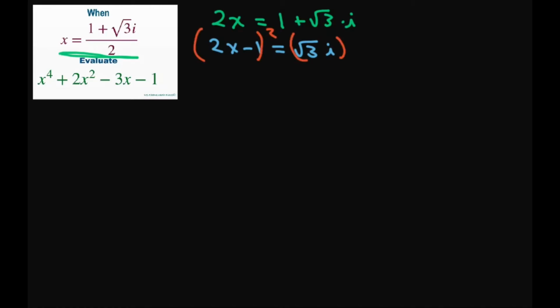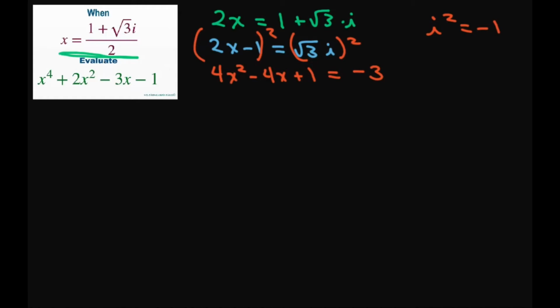So what I mean is I'm going to cross multiply, get 2x equals 1 plus square root of 3 times i. And then subtract the 1, you get 2x minus 1 equals square root of 3 times i. Now squaring both sides, this is going to give me 4x squared minus 4x plus 1 on the left hand side. And on the right hand side we're going to get negative 3. Don't forget that i squared equals negative 1.